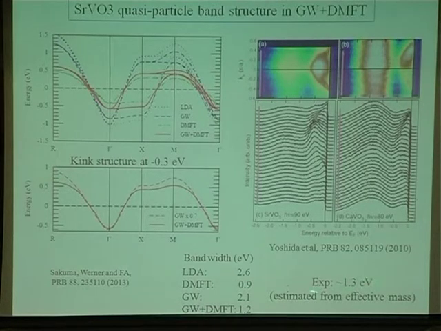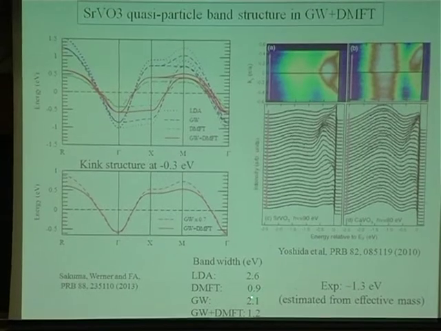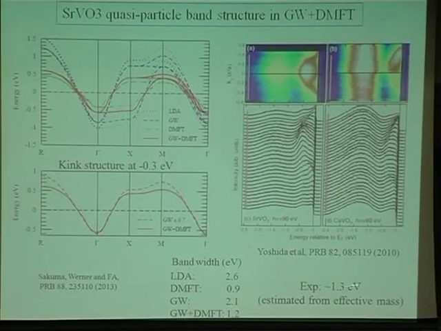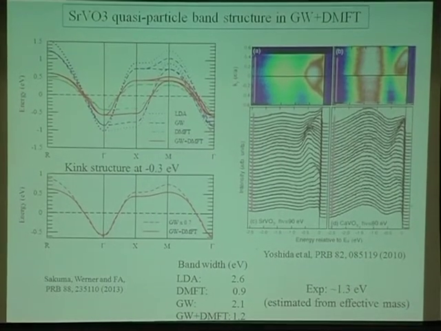As I said before, the bandwidth estimated from the effective mass is about 1.3, because the effective mass is about twice what you get from the LDA. Now if we go from LDA to GW, we see some band narrowing, from 2.6 to 2.1. This is still significantly larger than the experiment.